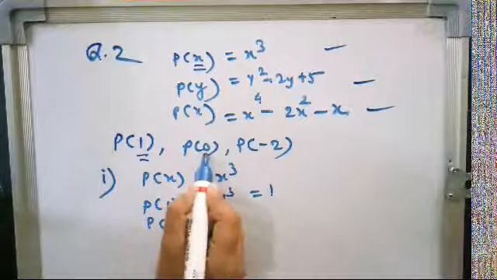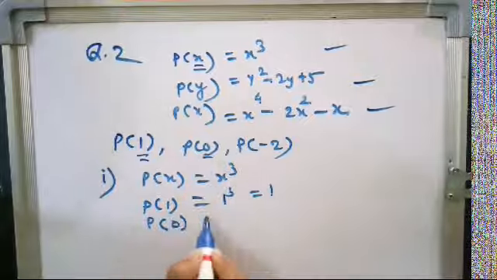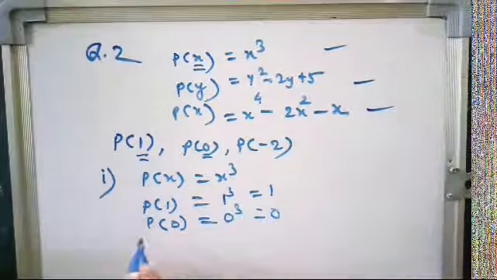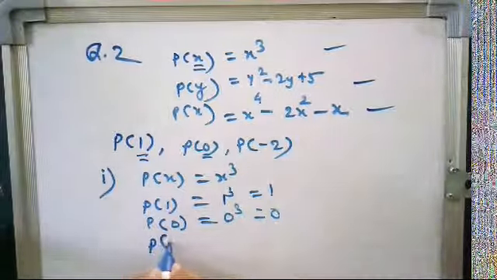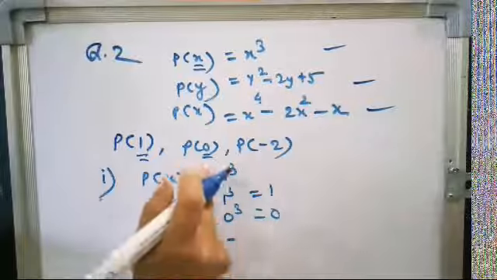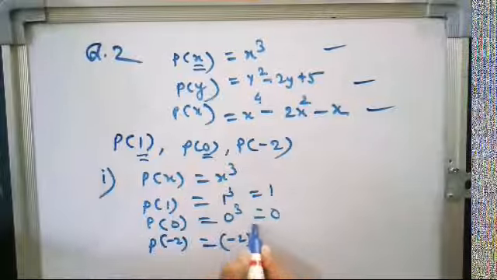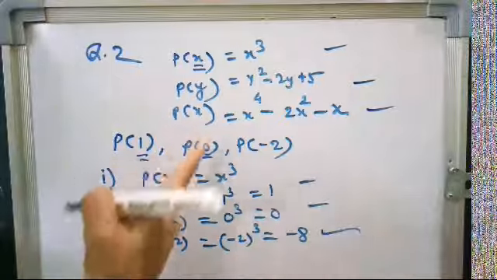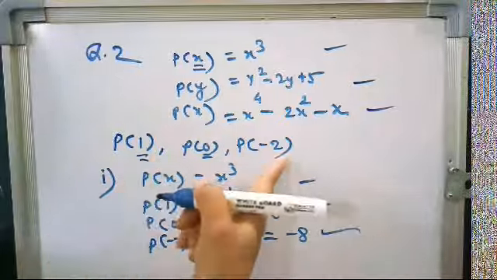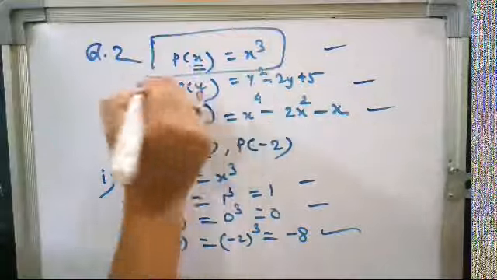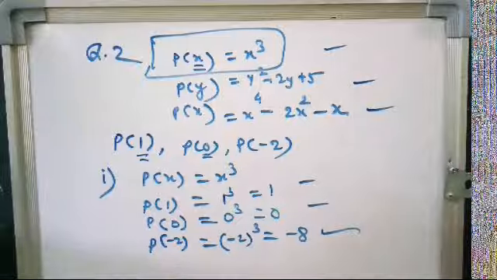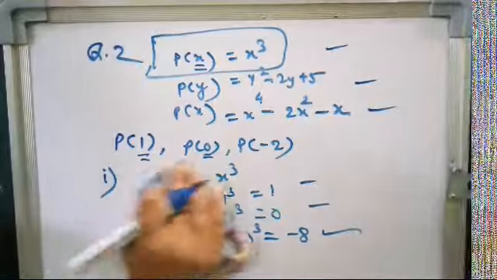Then p of 0 you have to find out, so p of 0: 0 cube is equal to 0. Then p of minus 2, so minus 2 cube is minus 8. So these are the three values of p of 1, p of 0, p of minus 2 for this first polynomial equation. Same you have to do for the p of y.